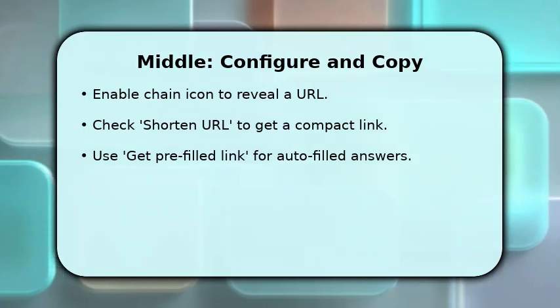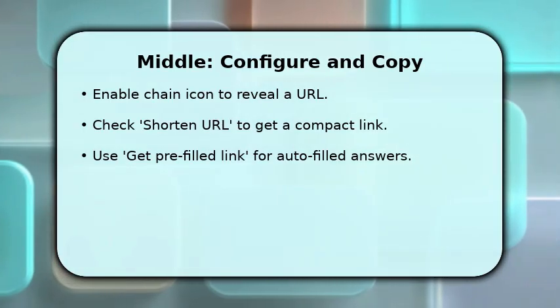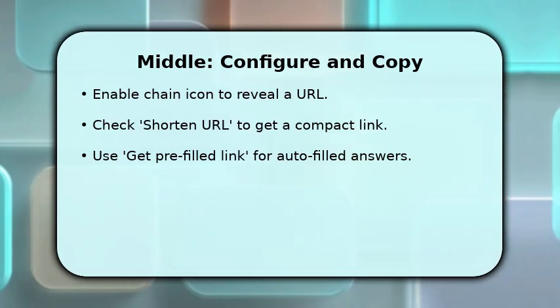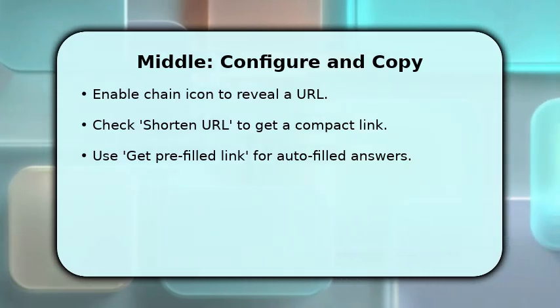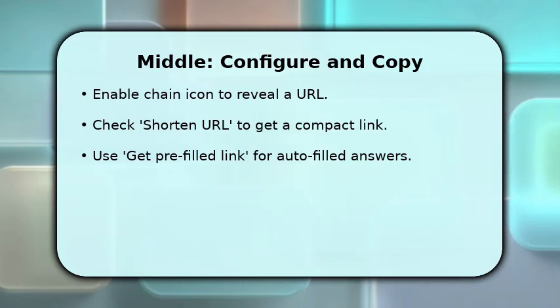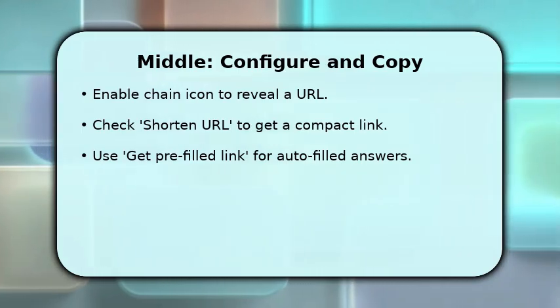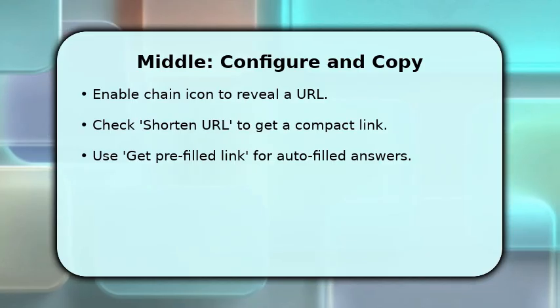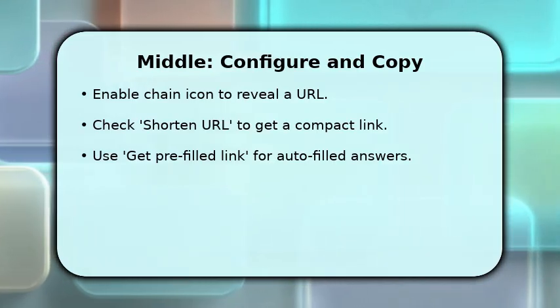If you want fields filled for recipients, click the 3 dots and choose Get Pre-filled Link, complete the fields, then submit to generate that special URL. Alternatively, tick Shorten URL inside the Send Link view to get a compact address for messages.